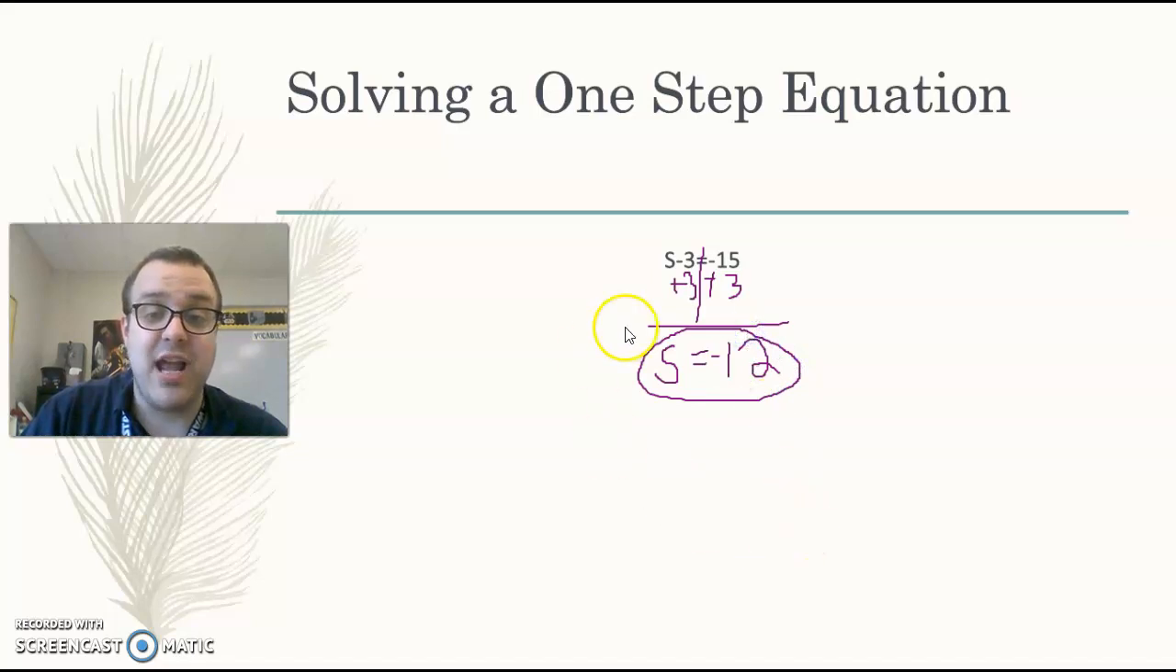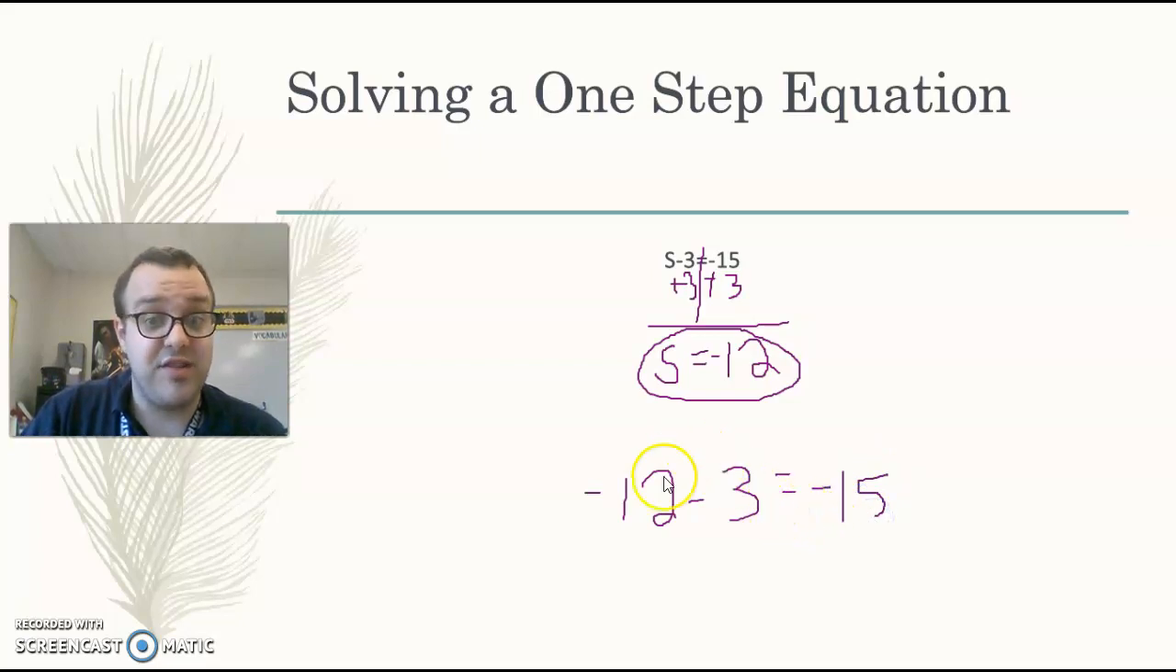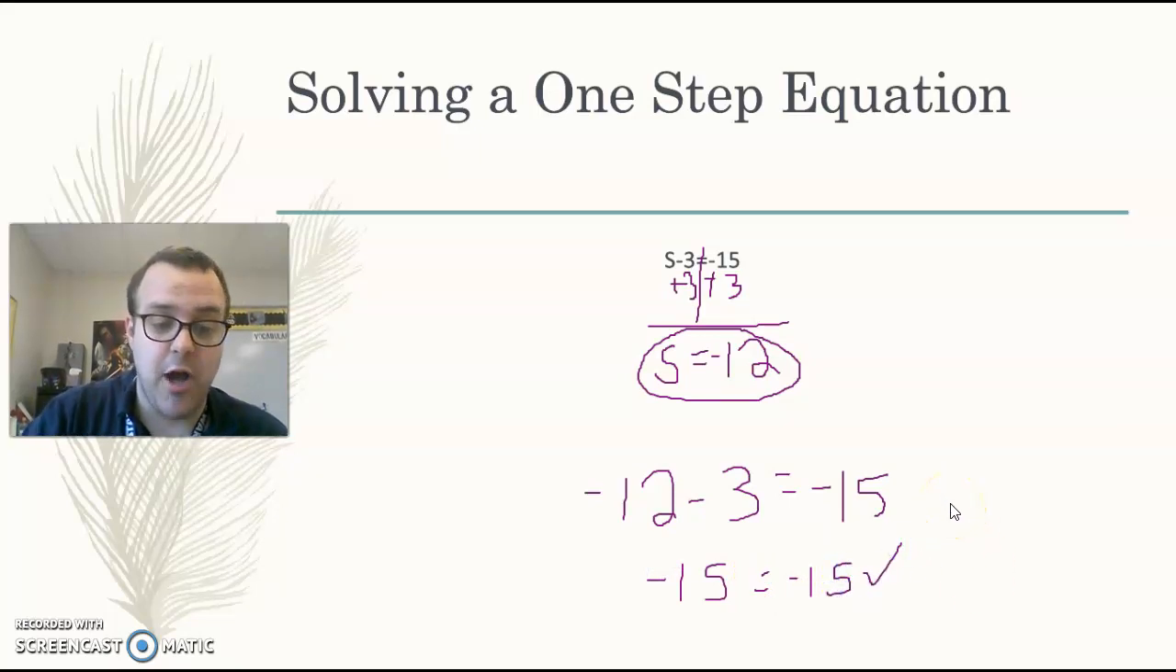And again, I can check it. Let's go ahead and check it. Negative 12 minus 3. And we're going to see, does that equal negative 15? Well, if I owe $12 and I owe 3 more, or same signs, add and keep, 12 and 3 together is 15. And I keep the sign, negative 15 does in fact equal negative 15. Check step, good to go.